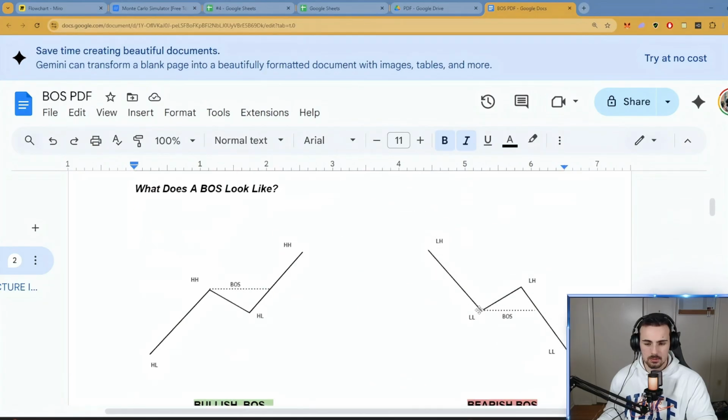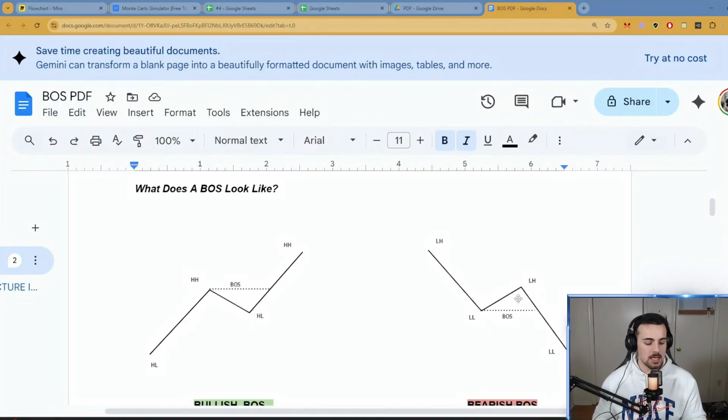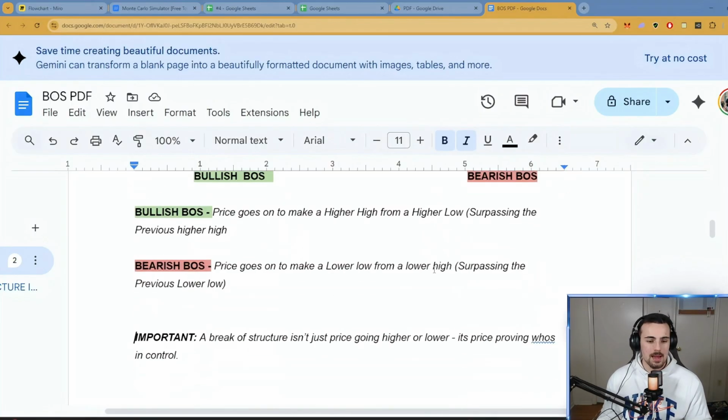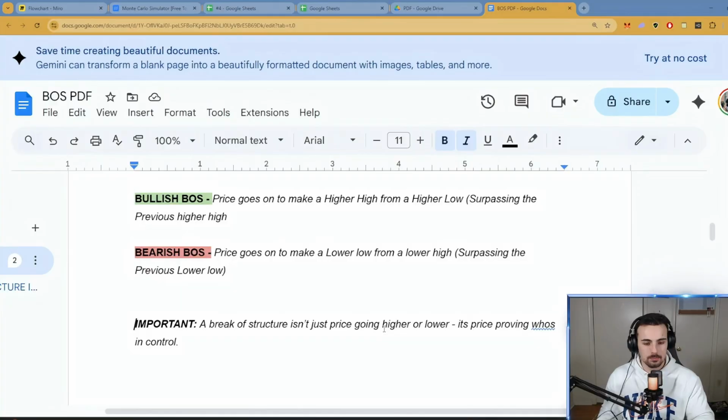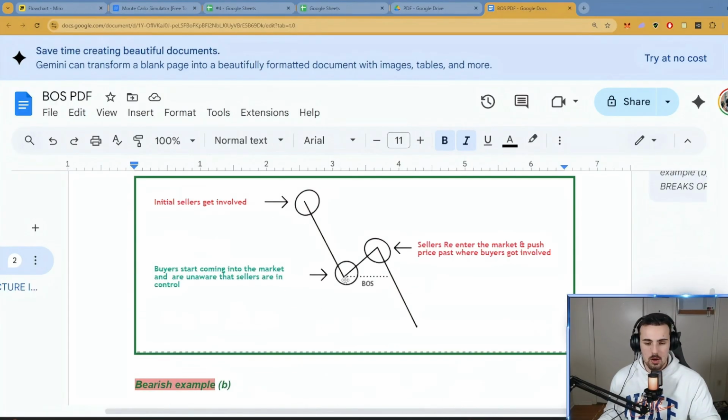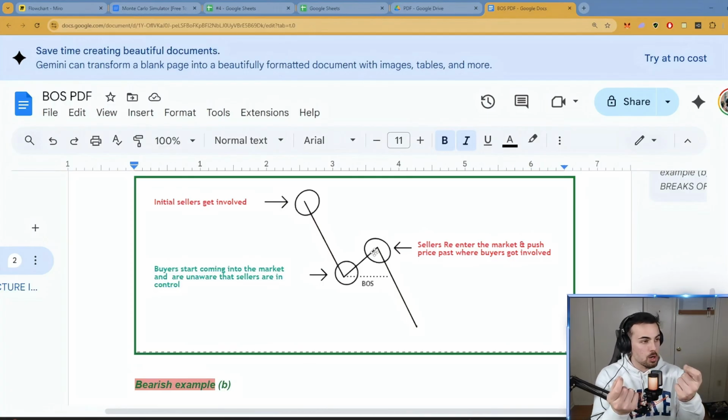Same thing like over here. Sellers get involved. Buyers enter here where my cursor is. They push the market upwards a bit. And now the buyers are unaware of the underlying selling. The sellers are in control. So where I'm trying to take you guys with this is that a break of structure just isn't showing you the direction, right? It's not just price going higher or lower. It's showing you who is in control of the market. And at this point here in the bearish example, the sellers are in control. So when buyers get involved here, the sellers then re-enter the market, dragging the market down.